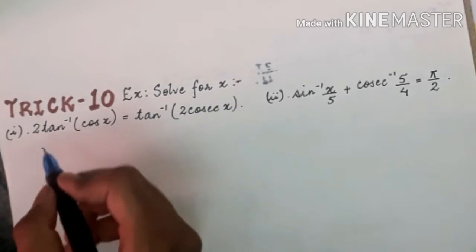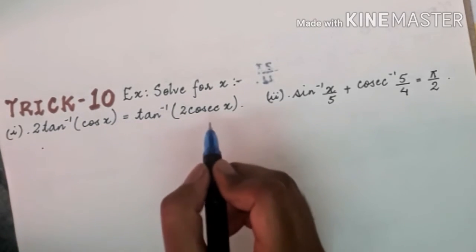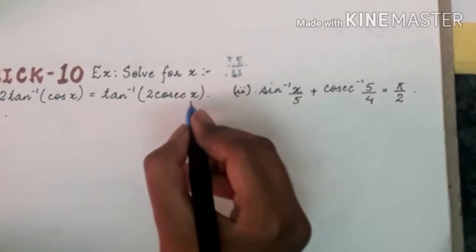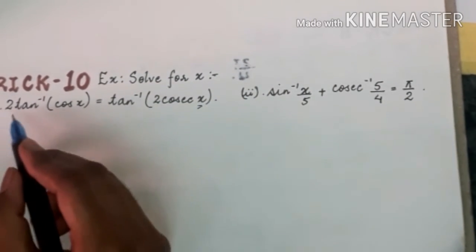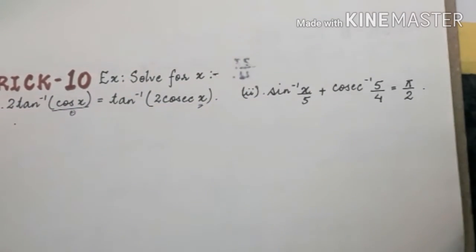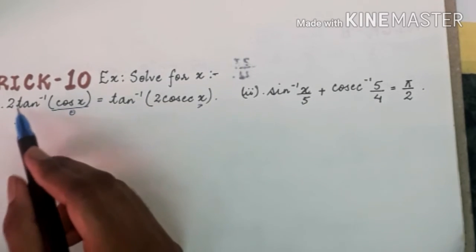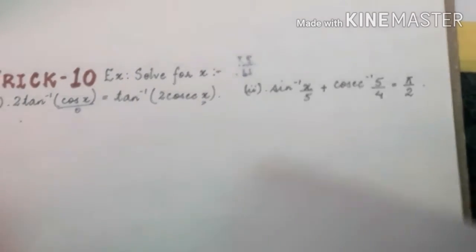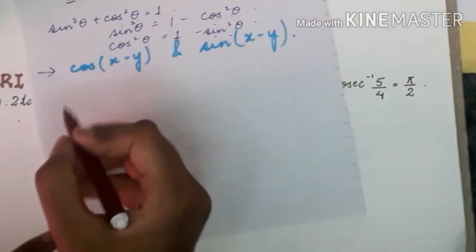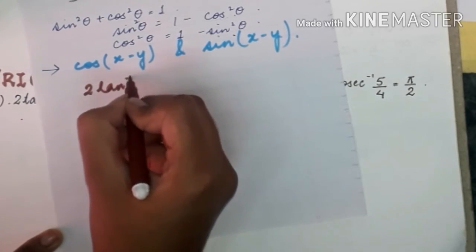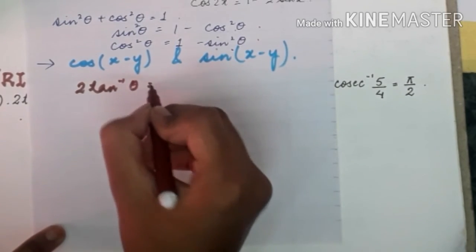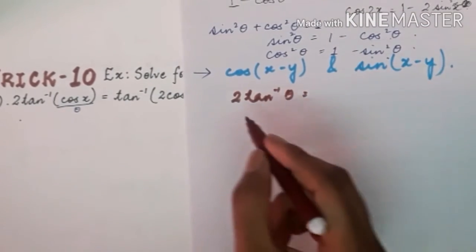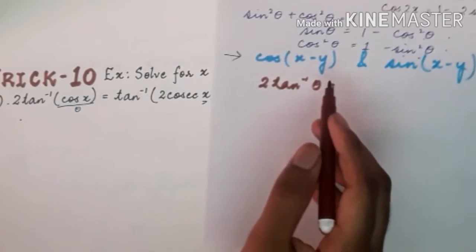Let's see. Here you have 2 tan inverse cos x is equal to tan inverse 2 cosec x. This equation is given to you and you just need to find the value of x. So here, let it be theta. Let's assume it. And you have to put here the formula of 2 tan inverse theta. Have you learnt it? It's the identity of class 12th only. The only thing you need to understand is you have 3 identities for the same function. So which one to put here?